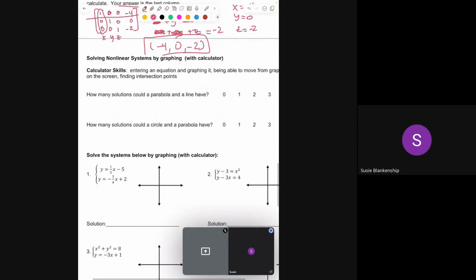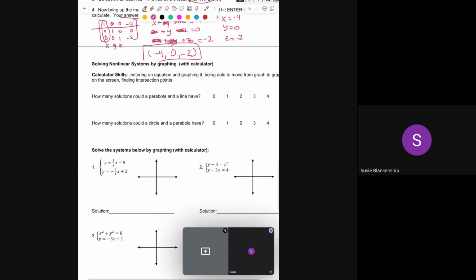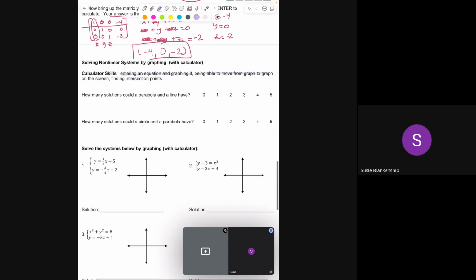And we're going to talk about solving nonlinear equations by graphing. So with the calculators, here it's entering an equation and graphing it, being able to move from graph to graph on the screen, finding intersection points. And this is all based on the calculator. So let's discuss really quick, make sure that we understand.